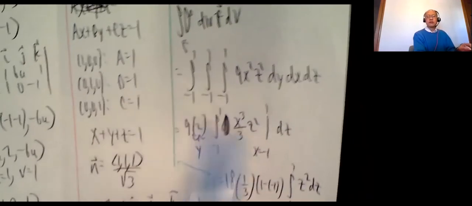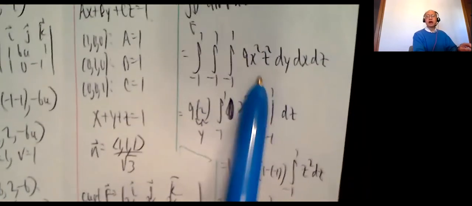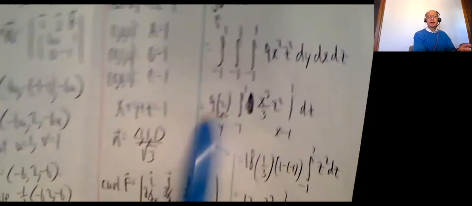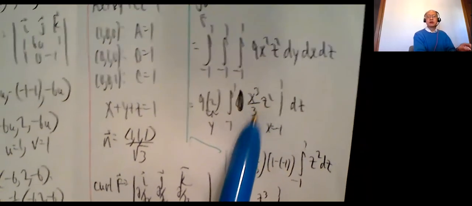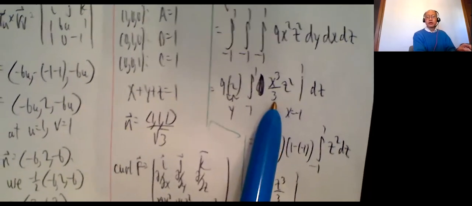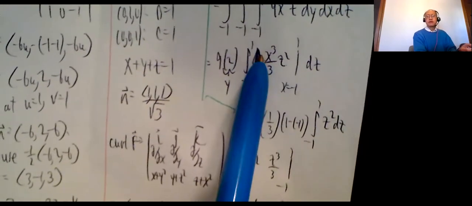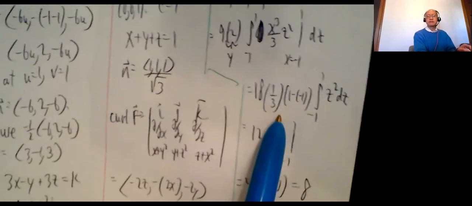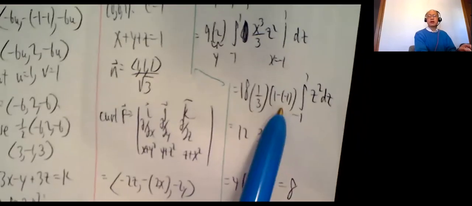Negative 1 to 1 for all of them. I went in the order of dy, dx, dz because this thing doesn't involve y, so it's just 9x squared z squared times the length of the y interval. 9 comes out, times 2. Then I integrate with respect to x, so x cubed over 3 times z squared, with x going from negative 1 to 1. Apply the 1/3 to the 9 times 2: 18 times 1/3 is 6. Plug in 1, you get 1; plug in negative 1, you have 1 minus a negative 1, so all of this is 6 times 2, or 12.